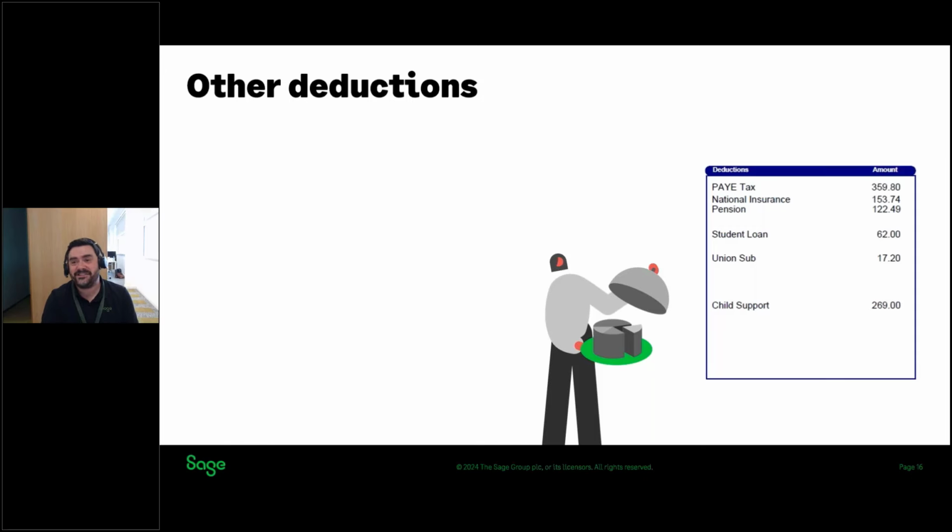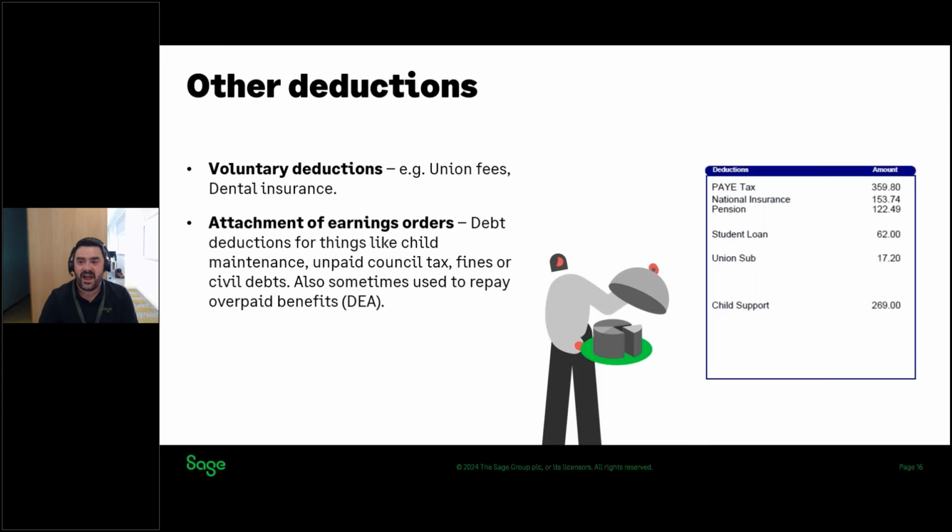So from statutory deductions and pensions onto other types of deduction. Voluntary deductions I kind of mentioned earlier, so this could include union fees. I have dental insurance payments taken from my pay, and this is all taken after tax and national insurance. So you can see there I've got a union subscription on Harry's payslip, and then we've got the attachment of earnings orders. So these are the debt deductions for things like unpaid council tax, fines or civil debts.